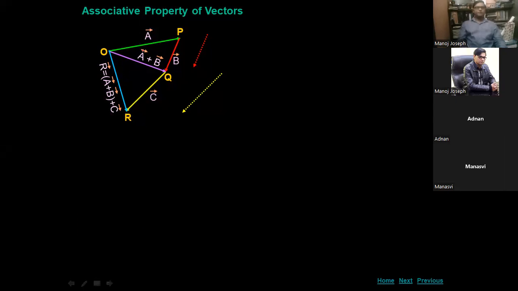So here we can see this side, OQ, represents the sum of A and B. We attach one more vector, vector C, with the head of B. Then if I join the tail of the resultant vector of A and B with the head of the third vector C, this side QR also represents a vector, which is the sum of these three vectors, A, B, and C.